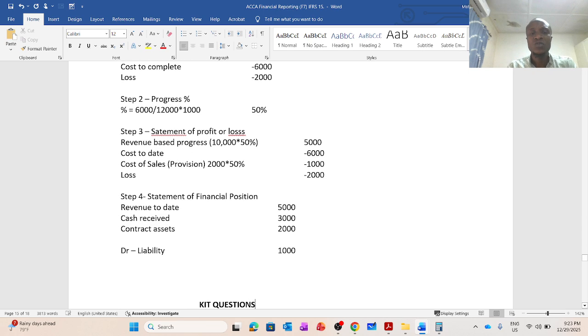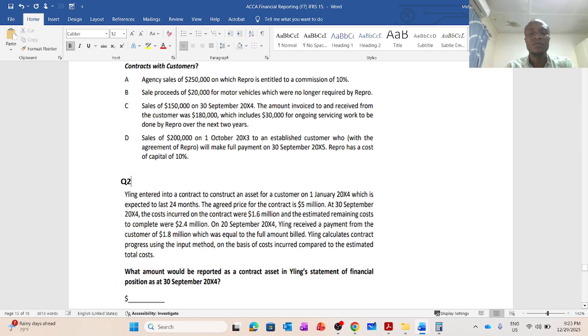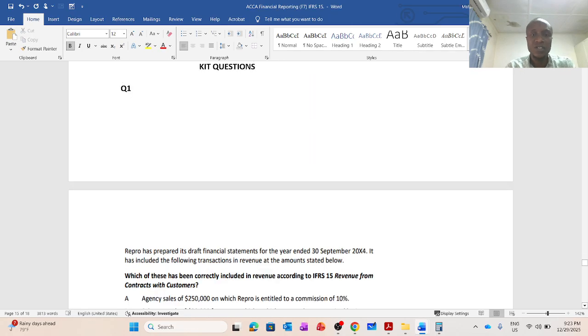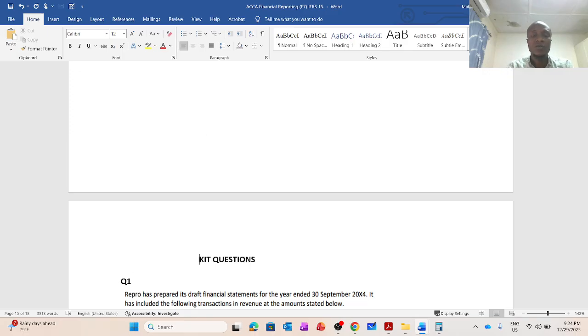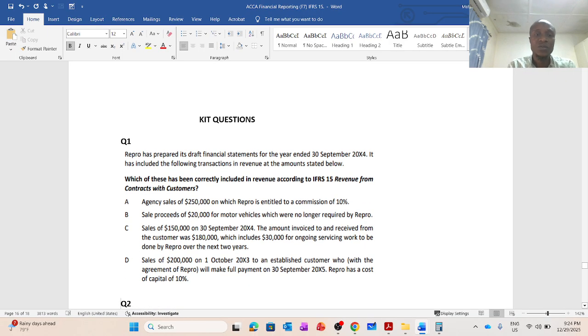So now we are going to browse. We have completed this session. So we are going to browse through the objective test questions. When we look at the live online session, we are going to solve these questions. But basically, look at the question. R has prepared first the requirements. Which of these has been correctly included in revenue according to IFRS 15, revenue from contracts with customers? R has prepared its draft financial statements for the year ended 30th September 2024. It has included the following transactions in revenue at the amounts stated below.